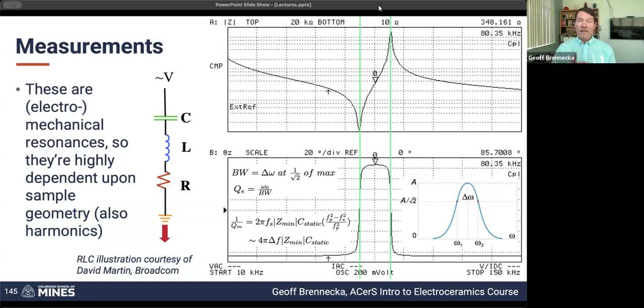Because remember, even for the best piezoelectric materials, we're talking about hundreds of picometers per volt. So if we're applying 1,000 volts, we're still only getting nanometers of displacement. So measuring nanometers of displacement can be difficult. But making this impedance measurement and seeing the resonance and anti-resonance peaks, that's pretty straightforward.